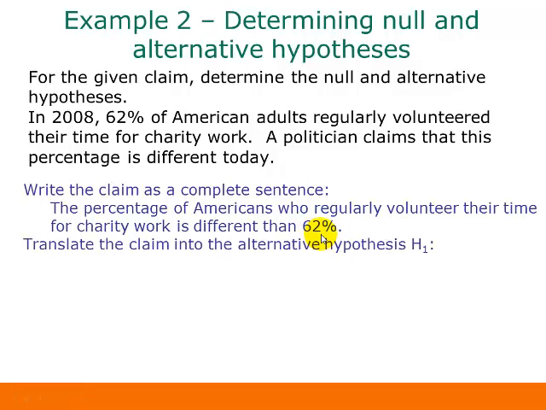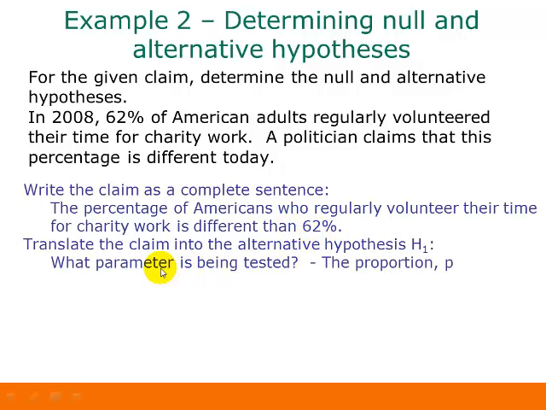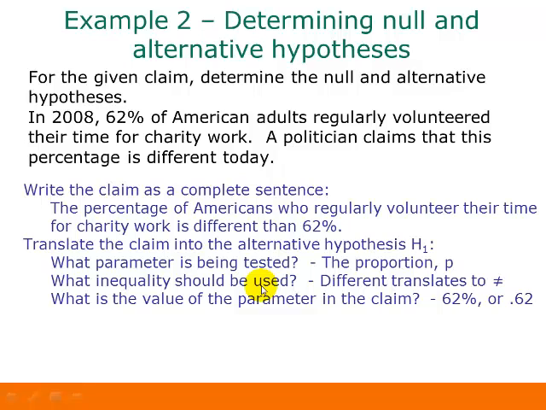Now we're going to translate this into our alternative hypothesis. So first, what parameter are we testing? Since we're talking about a percentage, that's the same as a proportion, and the notation we use for that is p. What inequality should be used? Different translates to a not equal to. And what's the value of the parameter in the claim? 62%. We're going to convert this to decimal, so we'll have 0.62. So our alternative hypothesis will be H1 is that p is not equal to 0.62.